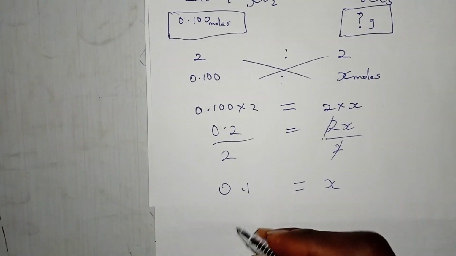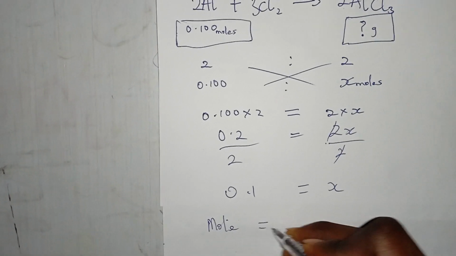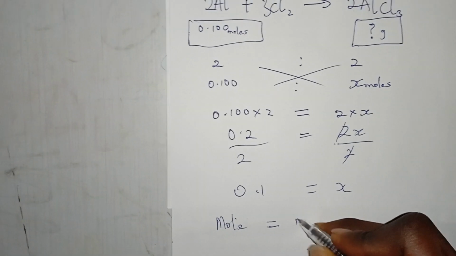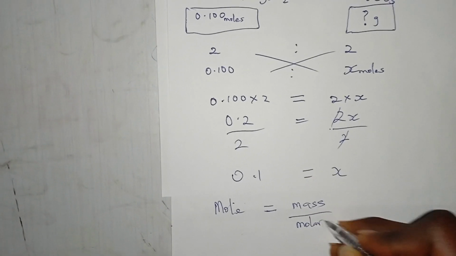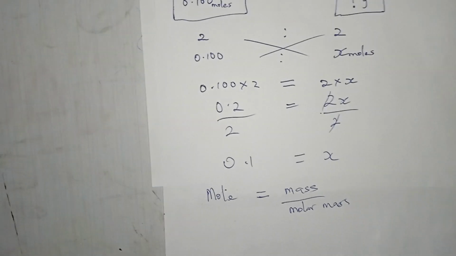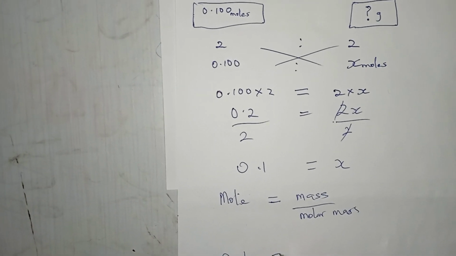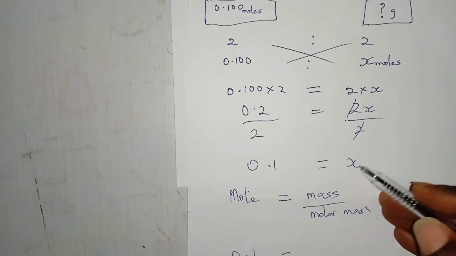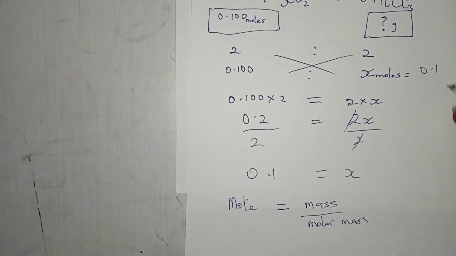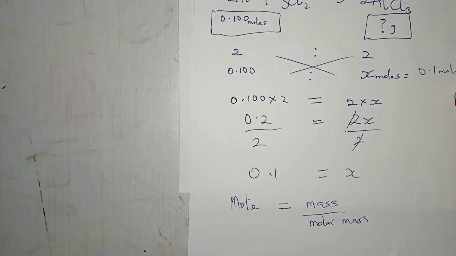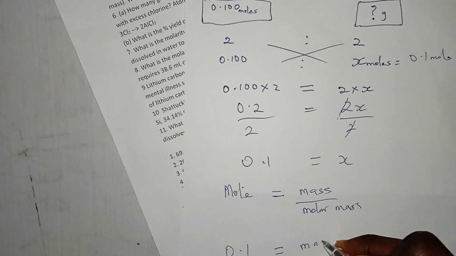But you recollect that for us to find mass, anytime we are finding mass, we use this formula. I gave you 5 formulas of mole. So mole equals mass over molar mass. So placing what we have, 0.1 mole for aluminum chloride, because this x now means that this is 0.1 mole for aluminum chloride. So I have 0.1 mole for it, but I don't have the mass.